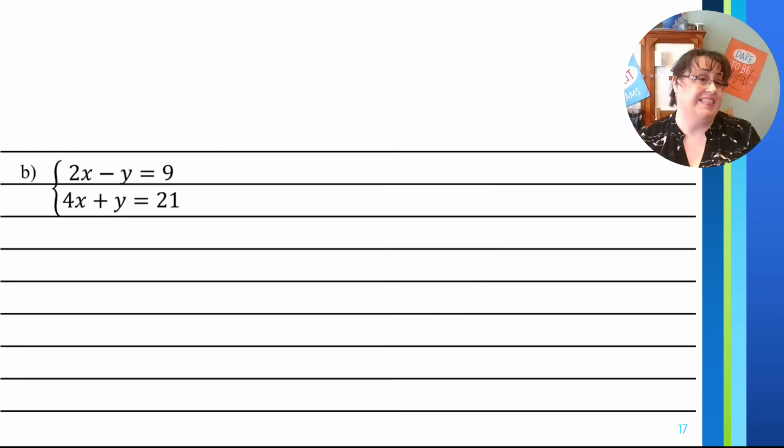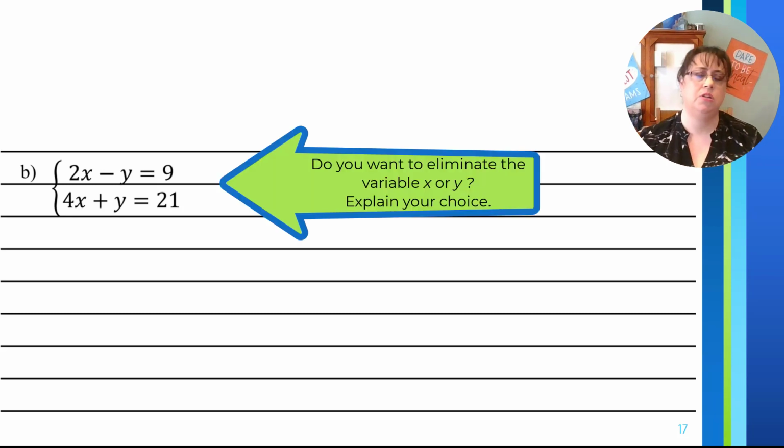So now if we look at this second one, 2x minus y is equal to 9 and 4x plus y is equal to 21. So what I want you to do right now is identify, are you going to get rid of the x? Are you going to eliminate the x? Or are you going to eliminate the y? Which one do you think you're going to eliminate? Go ahead, take a second, figure that out, and then we'll come back and talk about it.